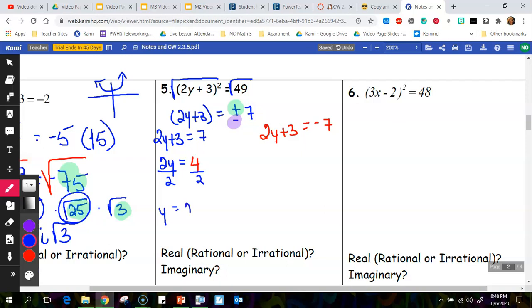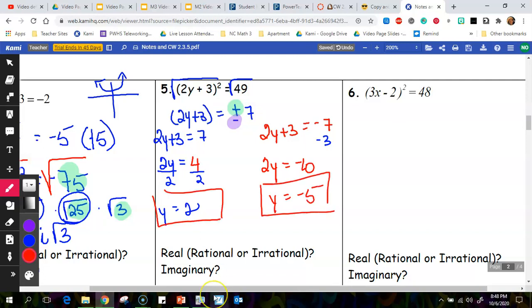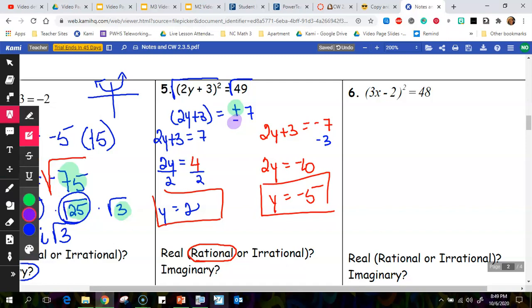y equals 2. And over here, I'm going to subtract 3. Oops, I'm going to get a red. And that is 2y equals negative 10. Divide by 2. y equals negative 5. So my two roots are 2 and negative 5. And these are rational numbers. Okay, I think I'm going to leave number 6 for you to do. So I'll highlight that one.